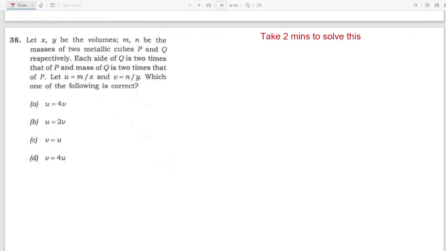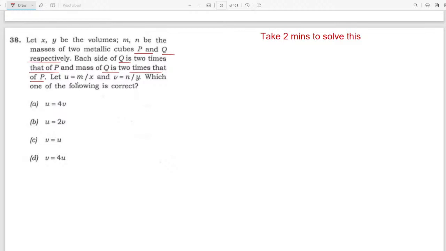Option A, option C. We'll see how to go about this question. What they are saying is, let X and Y be the volumes and M and N be the masses of two metallic cubes, P and Q, respectively. Each side of Q is 2 times that of P, and the mass of Q is 2 times that of P.